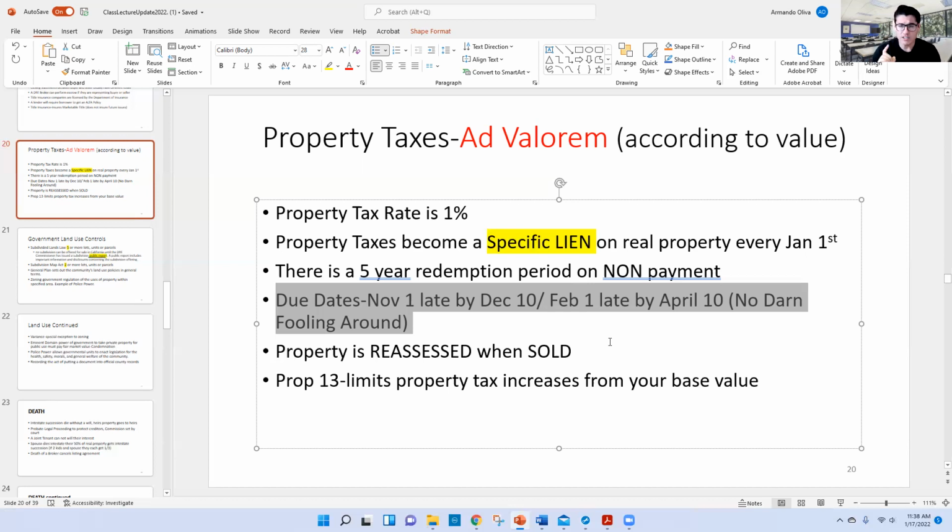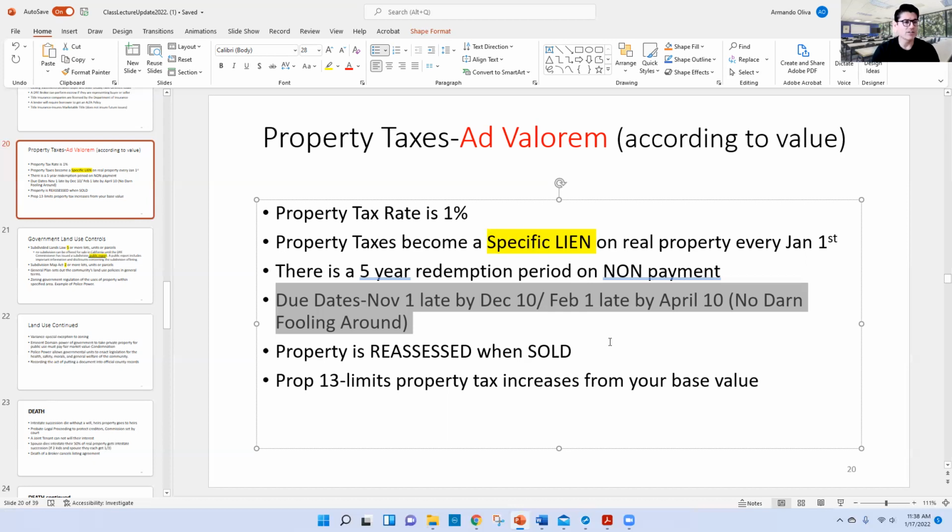When is the first installment of property taxes due? November 1. How about the second installment? February 1. When is the first installment considered late? If received after December 10th. When is the second installment considered late? If received after April 10th. How much are property taxes? 1% of what? The assessed value.